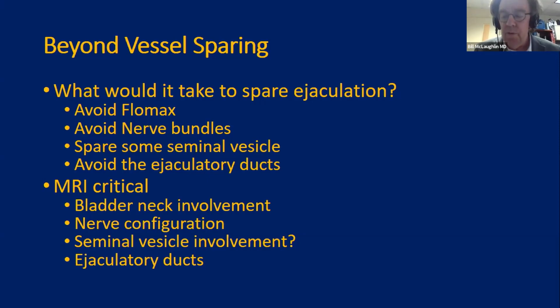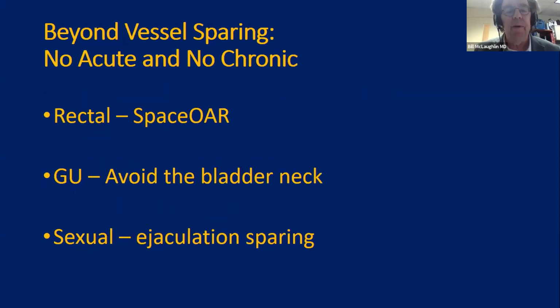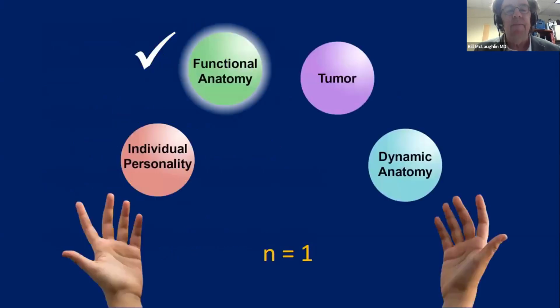Again, that gets to that function preservation piece. So let's skip this slide. That's functional anatomy, and that's a lot. Every one of you, though, can get an MRI, look at your bladder neck, look at your external sphincter, look at your nerves, kind of predict a lot, and you might find, wait a minute, I want to be continent. I've got this tiny little external sphincter. I might have to think about it.